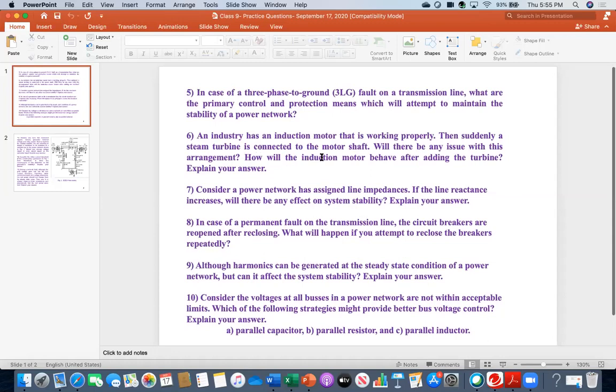An industry has an induction motor that is working properly. Then suddenly a steam turbine is connected to the motor shaft. Will there be any issue with this arrangement? How will the induction motor behave after adding the turbine? Explain your answer.